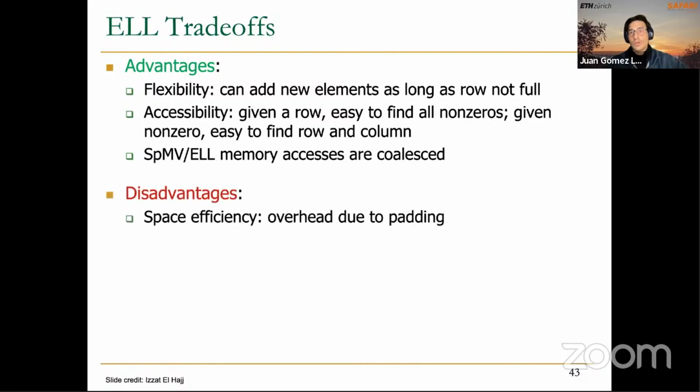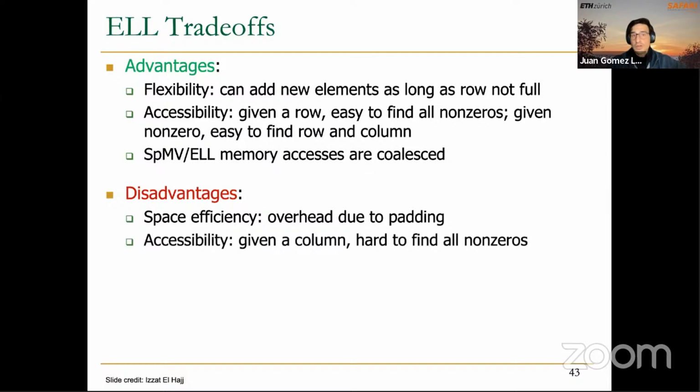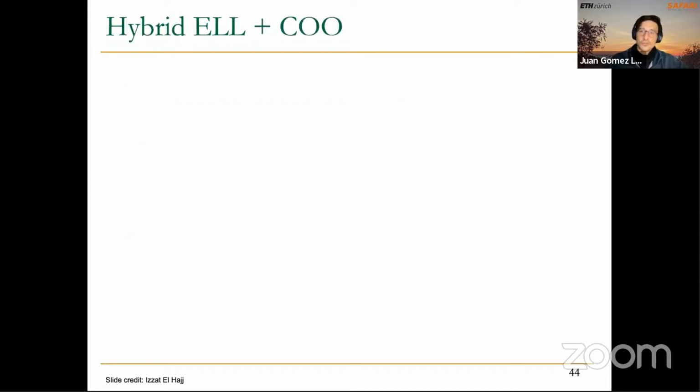But there are also some disadvantages. In terms of space efficiency, this format is not the best one because we are padding all the rows, so there is an overhead of extra memory capacity that we need to use. In terms of accessibility, given a column, it is hard to find all non-zeros, and the implementation of SpMV has control divergence, as we have seen. So let's try to improve, optimize this format a little bit more.